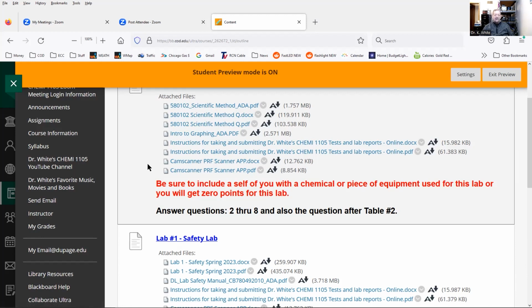Now, for this lab and all labs from now on, be sure to include a selfie of you with a chemical or piece of equipment for the lab, or you'll get 0 points. That's departmental. Now I have here answer questions 2 through 8, and after table 2, I'm going to change that to 2 through 6.